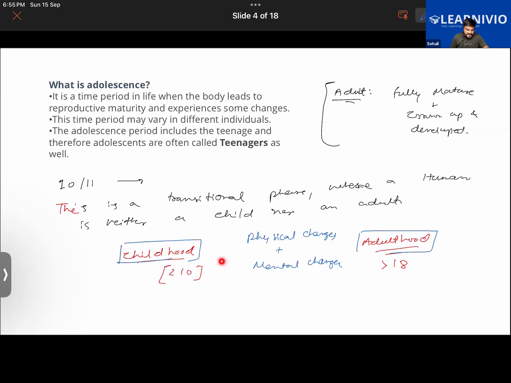So in adolescence, it's a time period in life when the body reaches reproductive maturity and experiences some changes. It will vary from person to person. It includes the teenage years. Basically, the child in this transitional period is of the age of 10, 11, 12, 13, 14, 15, 16, 17 years. So they are often called teenagers, who are neither child nor adult, but in between.